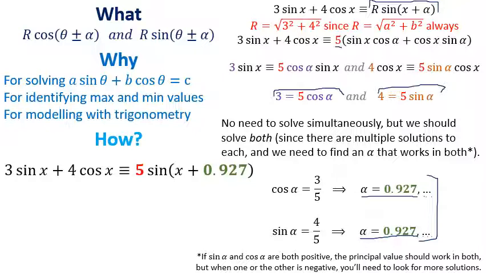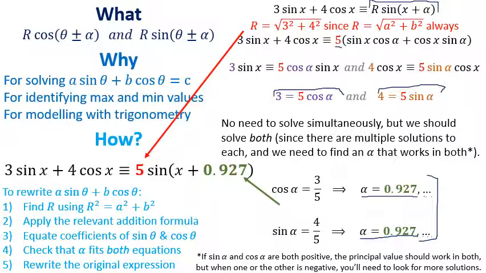So here's the final result. You rewrite that line we had right at the very top, but you replace r with a value for r, and you replace alpha with the value we now have for alpha. And you should find that this single trig function that's been shifted to the left by 0.927 radians and stretched vertically by scale factor 5 perfectly matches 3 sine x plus 4 cos x.